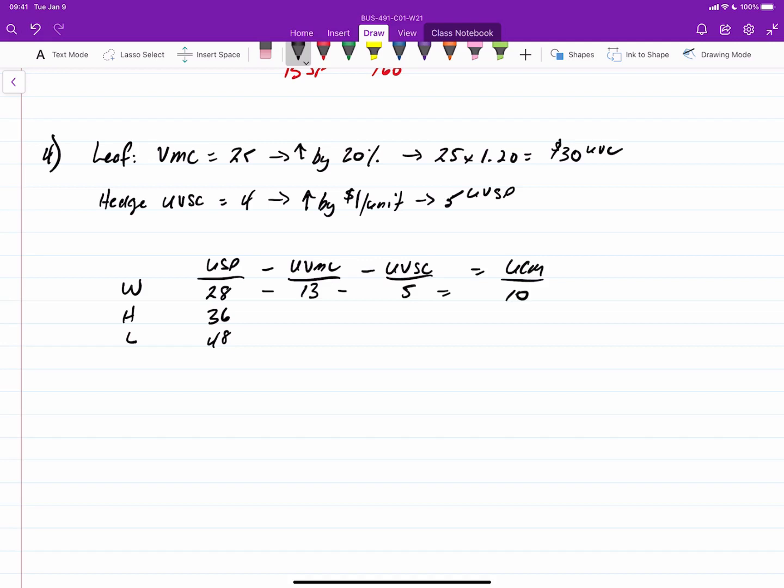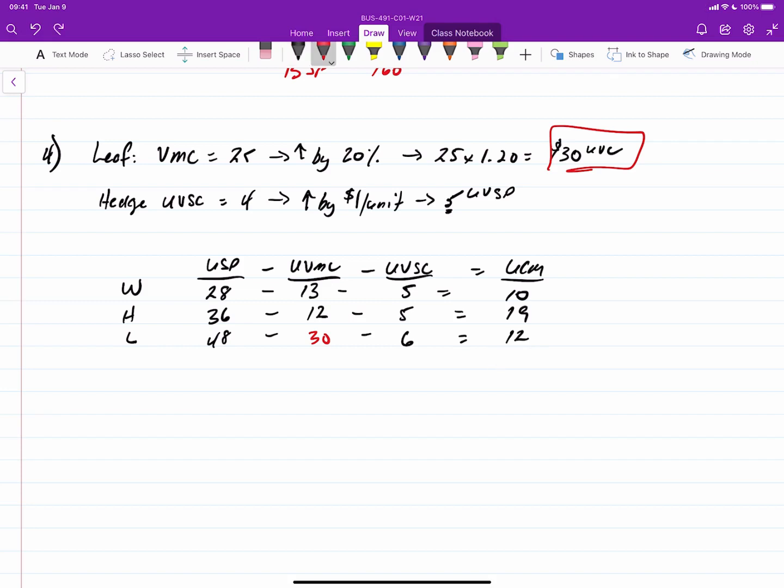For the hedge clippers, our unit variable manufacturing cost stays the same at $12, but our unit variable selling cost will decrease to $5. So now this is a $5 variable cost, and this will give us a contribution margin of $19. For the leaf blowers, the variable manufacturing cost is now $30 per unit, and the variable selling and admin cost is still the same at $6. We end up with a $12 contribution margin. So when we add those up, our total contribution margin is $41.